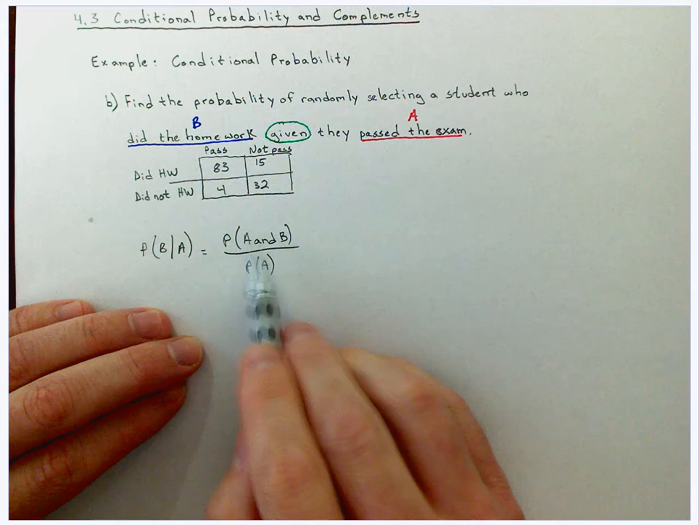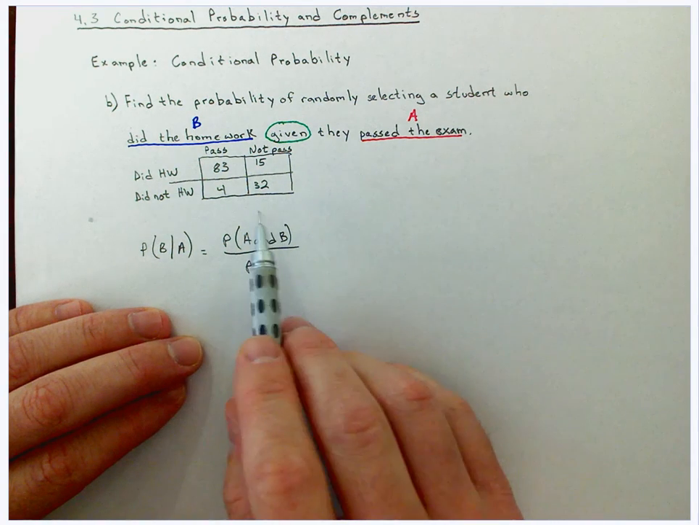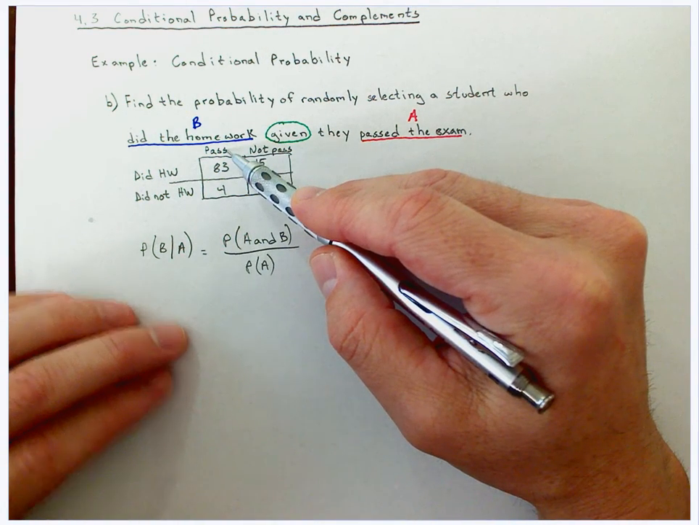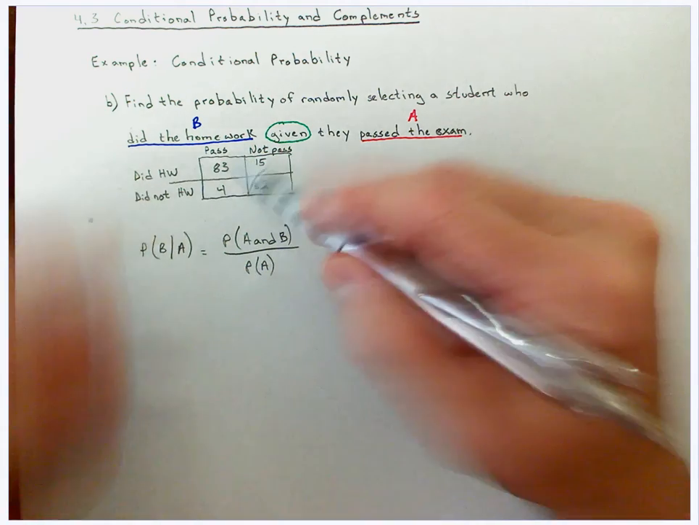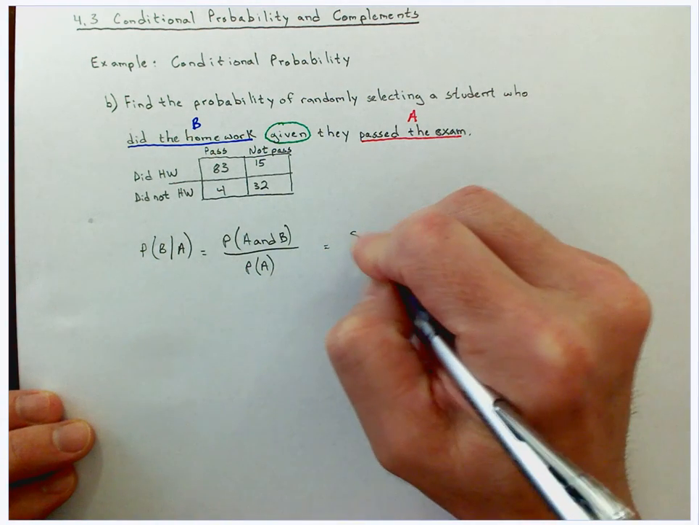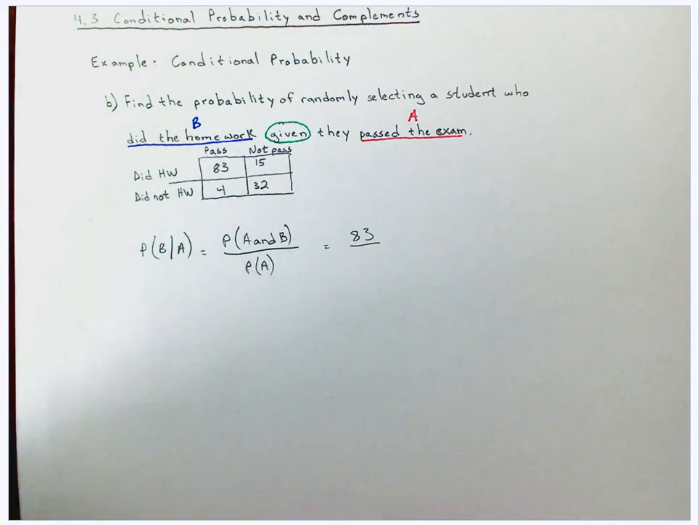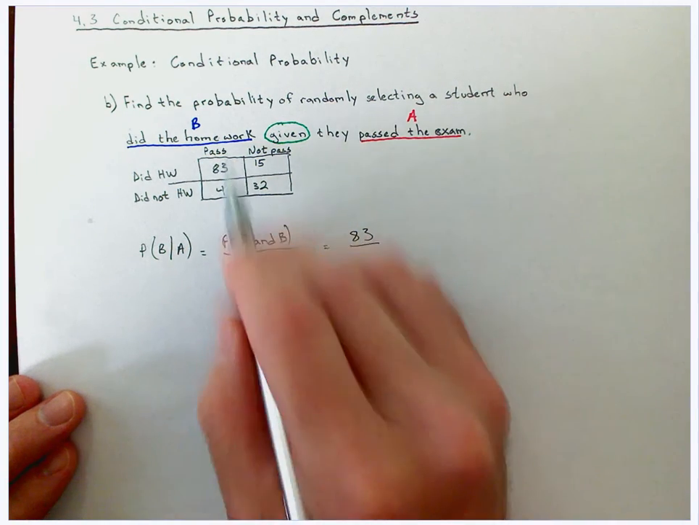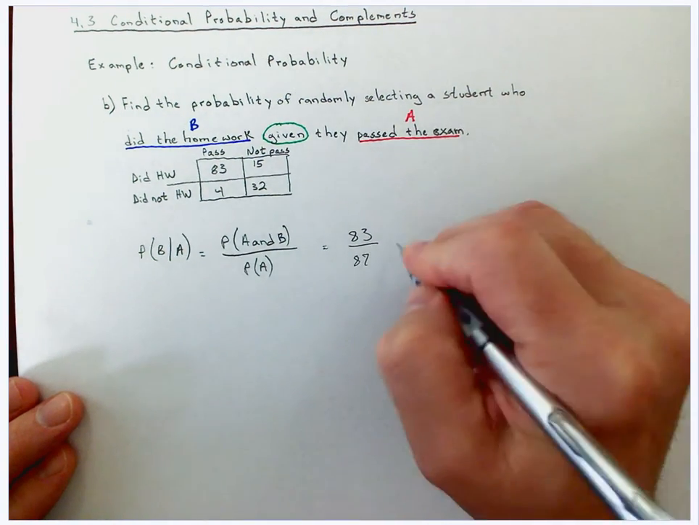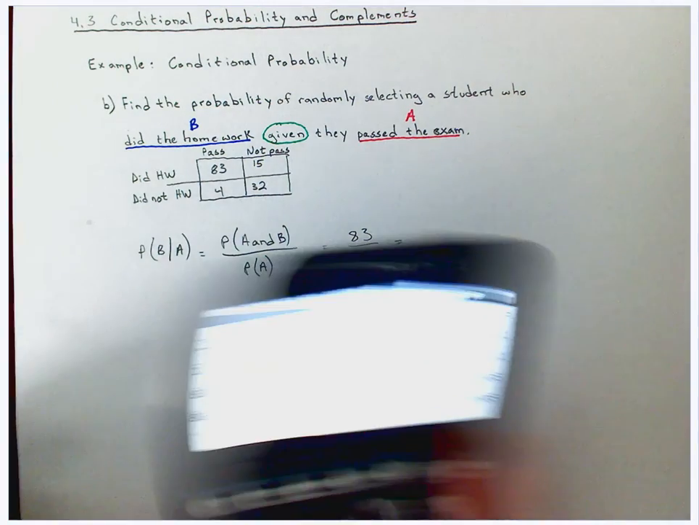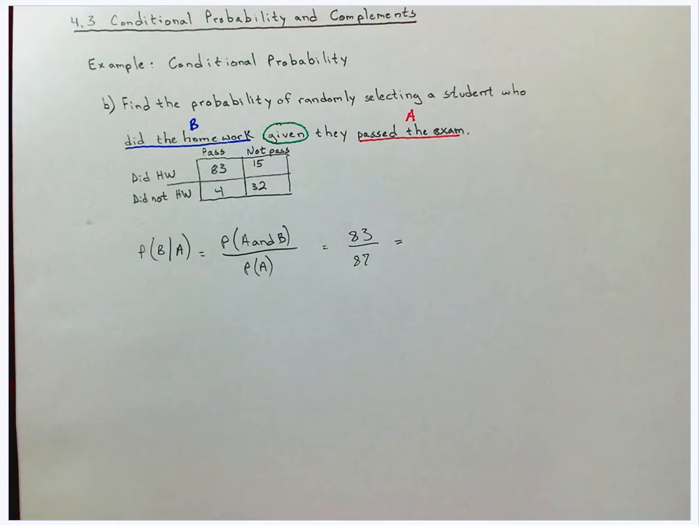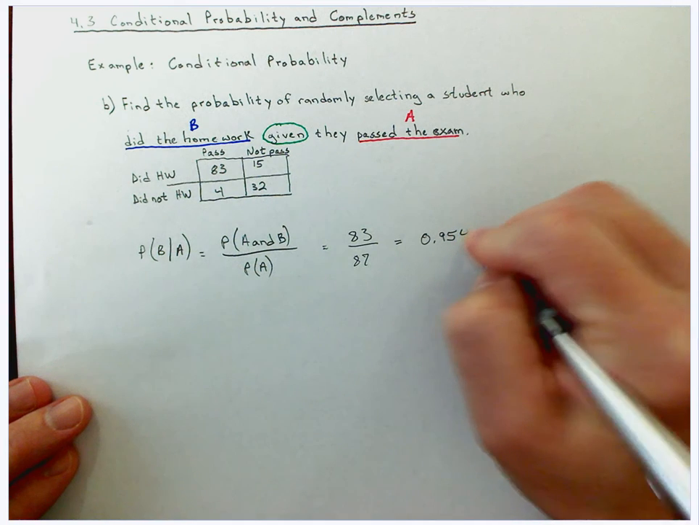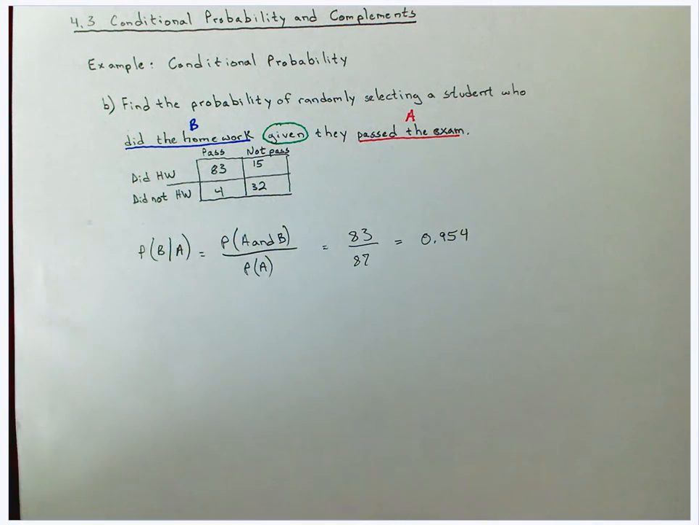So this is the intersection. And means intersect. So I find where A and B intersect on the table. A is passed the exam, and did the homework is B. Did the homework and passed, it's 83. Over the probability of what? What is A? Pass the exam, over 87. Let's see with our calculator, 83 divided by 87 is 0.954. So about 95% passed.